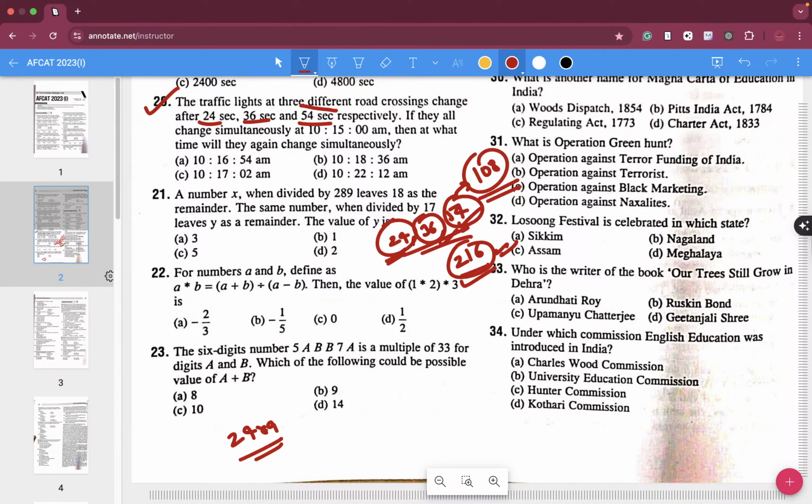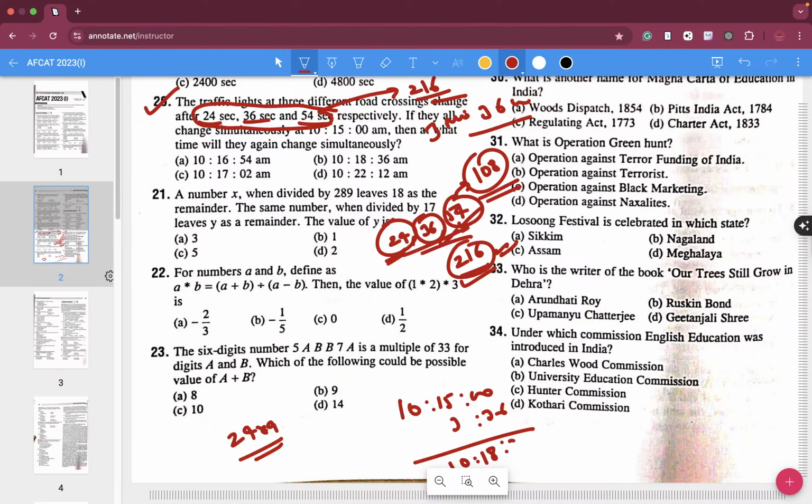So basically the LCM of 24, 36 and 54 is 216. So if 216 seconds, at 10:15:00 hours, if they change simultaneously, then next, after 3 minutes and 36 seconds, you add this 3 minutes and 36 seconds, so 10:18:36 am is going to be the answer, folks. So for question number 20, B is the correct answer.